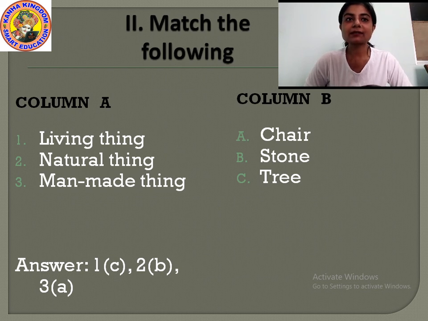The answer is written below. You can see, students. The answer of number 1 is C, that is tree. The answer of number 2, natural thing, is B, stone. And the answer of number 3, man-made thing, is A, chair.